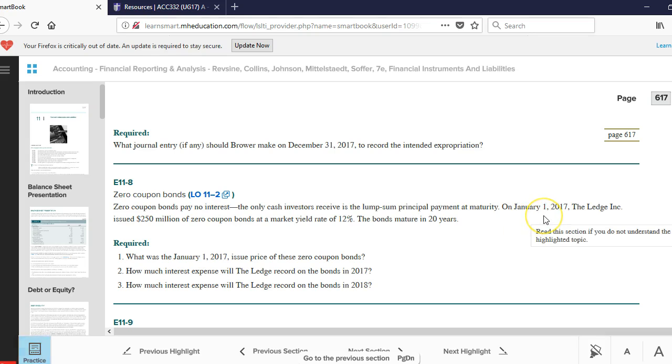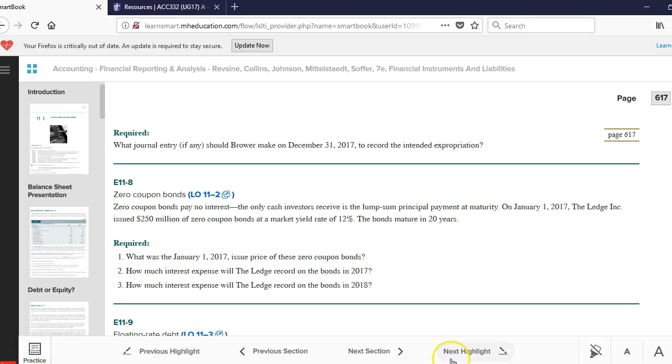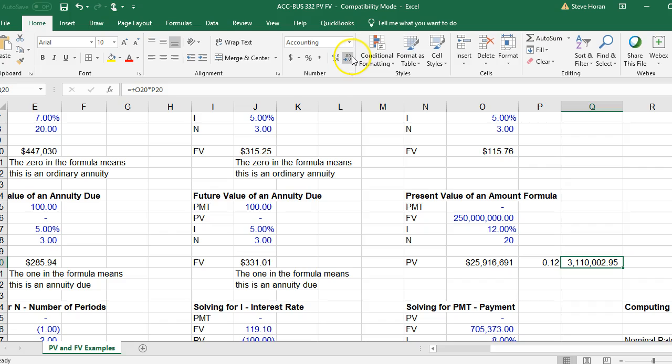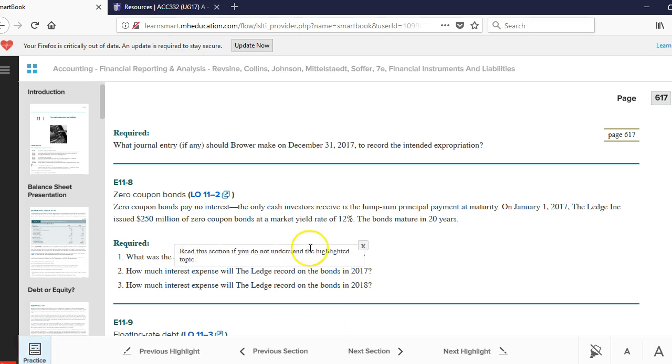They issued the bond on January 1 of 17. So for the full year of 17, what is the interest? That one's not too tough to figure out, thankfully. It's just a matter of taking that 25,916,691 times 12%, and I'm just going to multiply the two out. We'll do that in whole dollars. So it's 3,110,003. That is the amount of interest. They didn't mention anything about this being semi-annual in the question, so we can just assume it's an annual interest.